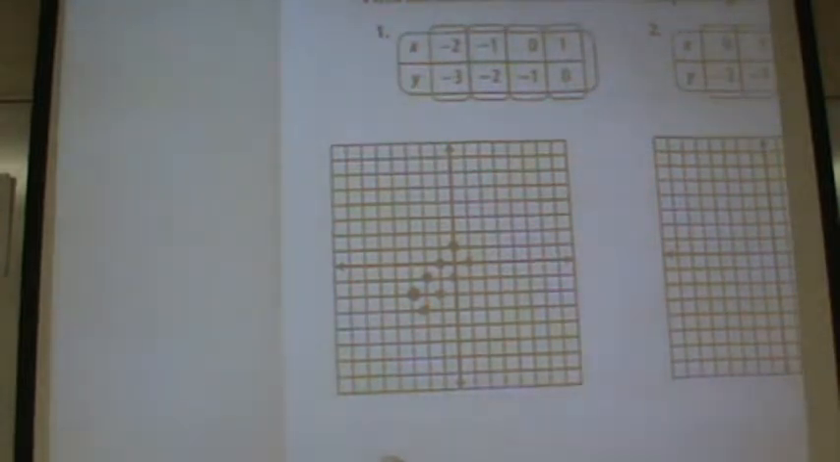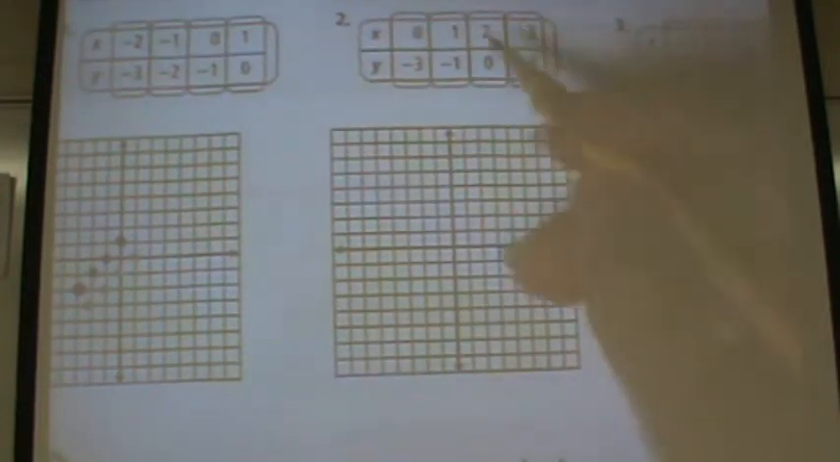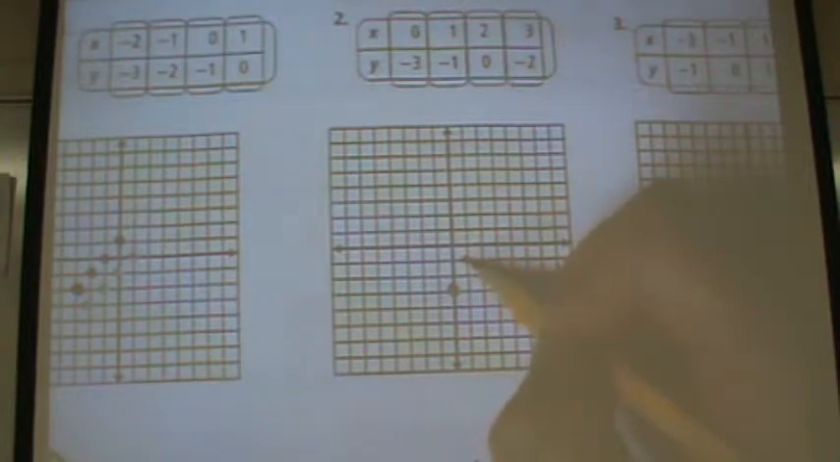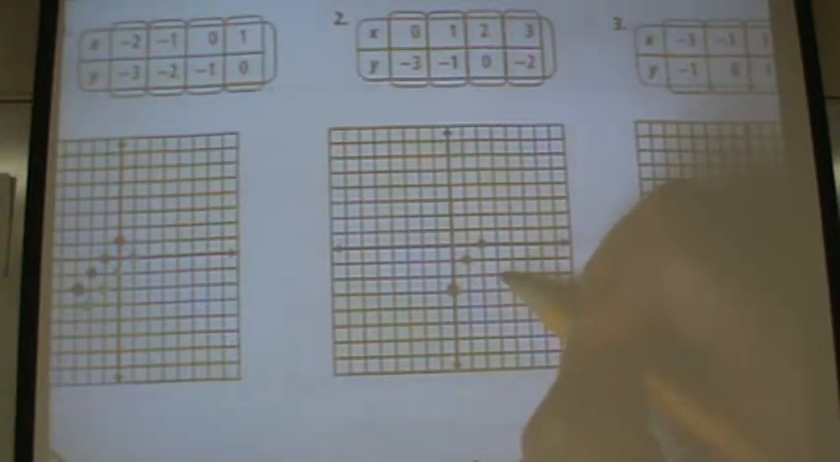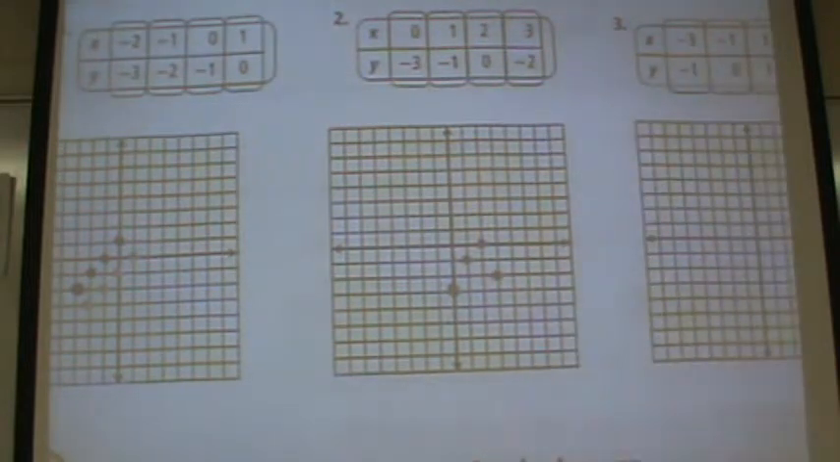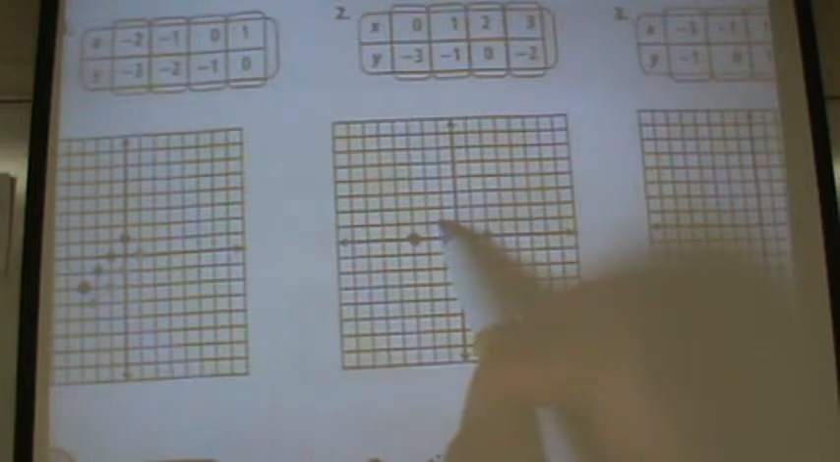Good. Number 2. Let's graph each of these 4 points. (0, -3), (1, -1), (2, 0), and (3, -2). Now, do not connect these dots. We're going to graph the inverse of these 4 points. So what's the first? (-3, 0). (-1, 1). (0, 2). (-2, 3).